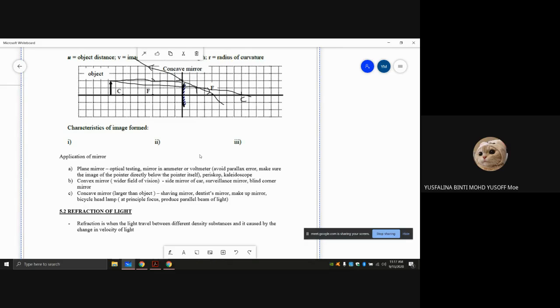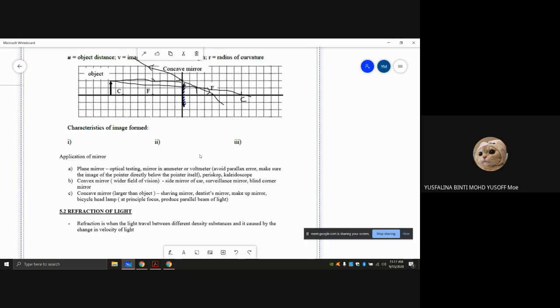It is used to measure the image of the pointer directly below the pointer itself. When you read, you have to make sure your eyes can see the image of the pointer and the pointer itself, so they coincide with each other. Then you can read. This avoids parallax error. We also use plane mirrors in a periscope or a kaleidoscope, for total internal reflection.